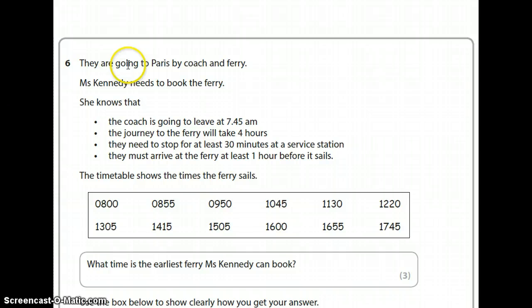6. They are going to Paris by coach and ferry. Miss Kennedy wants to book the ferry. She knows that the coach is going to leave at that time. The coach to the ferry will take that many hours. They need to stop for at least that many minutes at a service station.